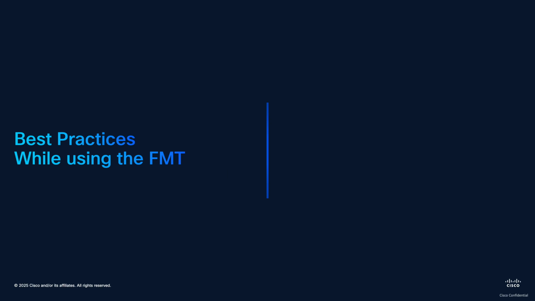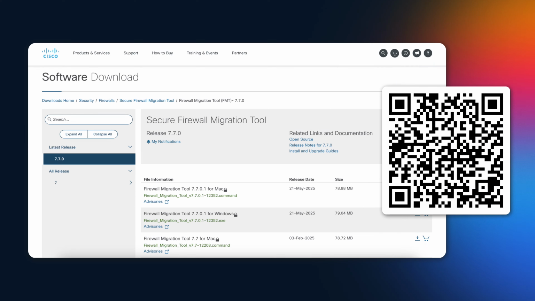Next, let's look at the best practices while using FMT. So first, install the FMT tool. Download and install the latest version of the firewall migration tool. This is very essential. Validate its functionality before proceeding.